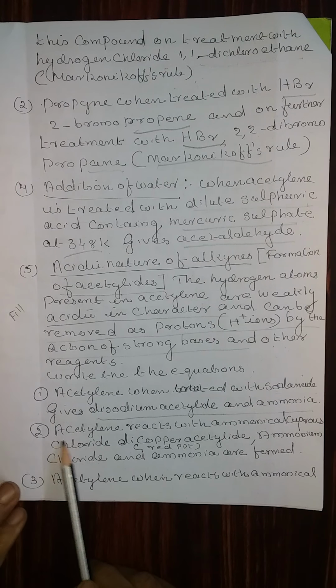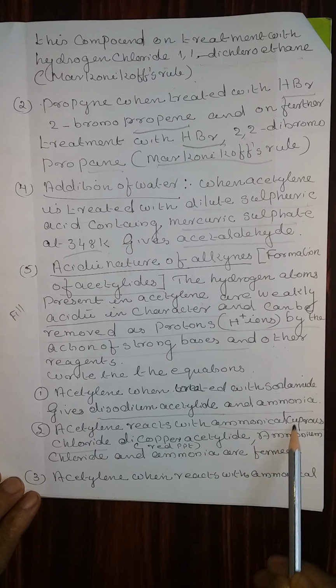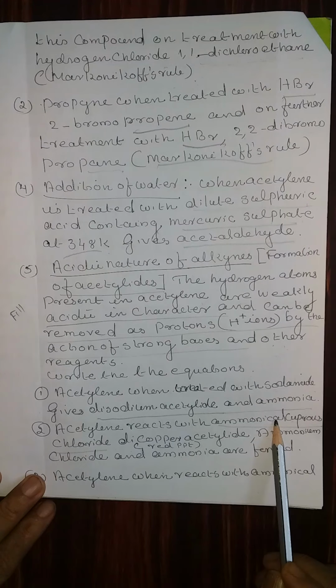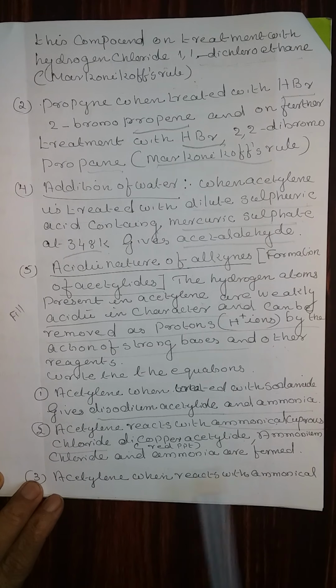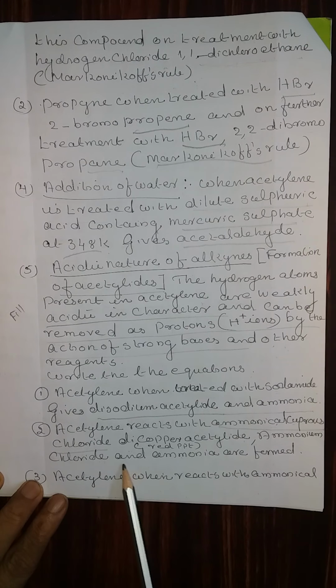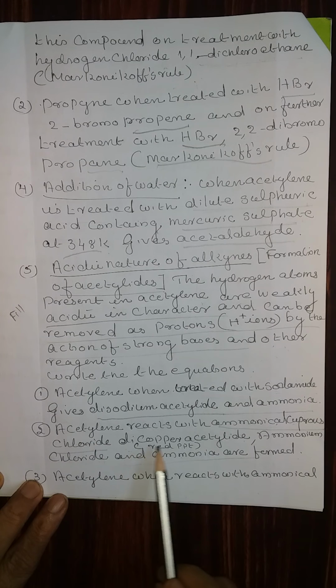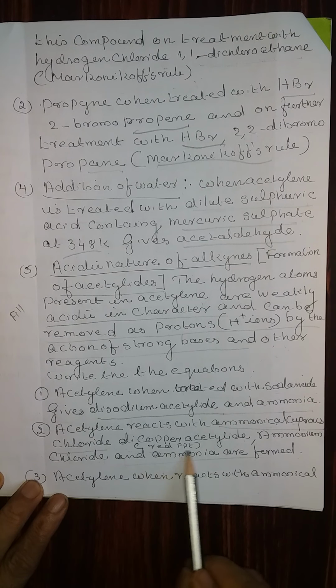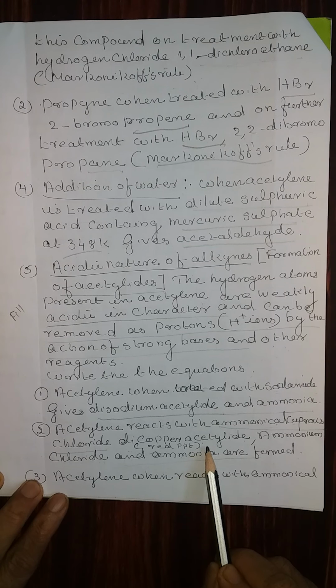Second, acetylene reacts with ammoniacal cuprous chloride. It is a complex. The formula is given in the list. Dicopper acetylide, ammonium chloride and ammonia are formed. Below dicopper acetylide, write red precipitate. This is a characteristic test for acetylene.